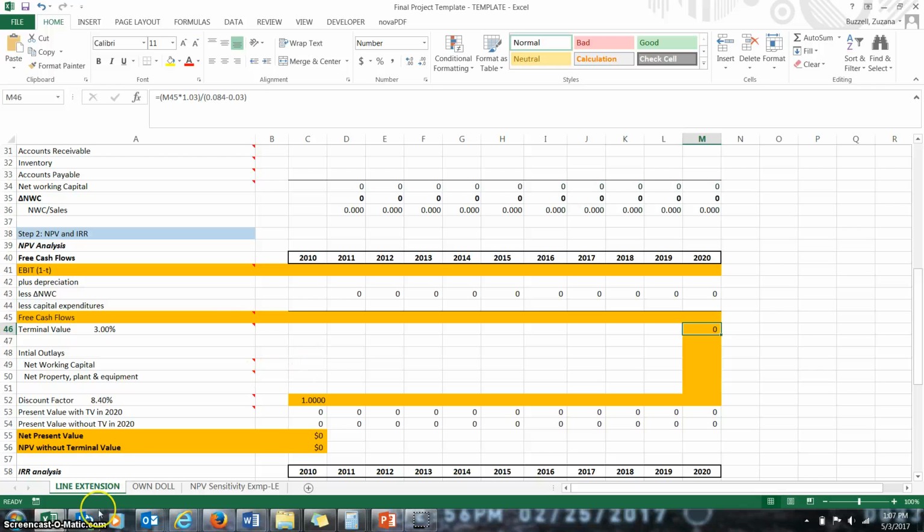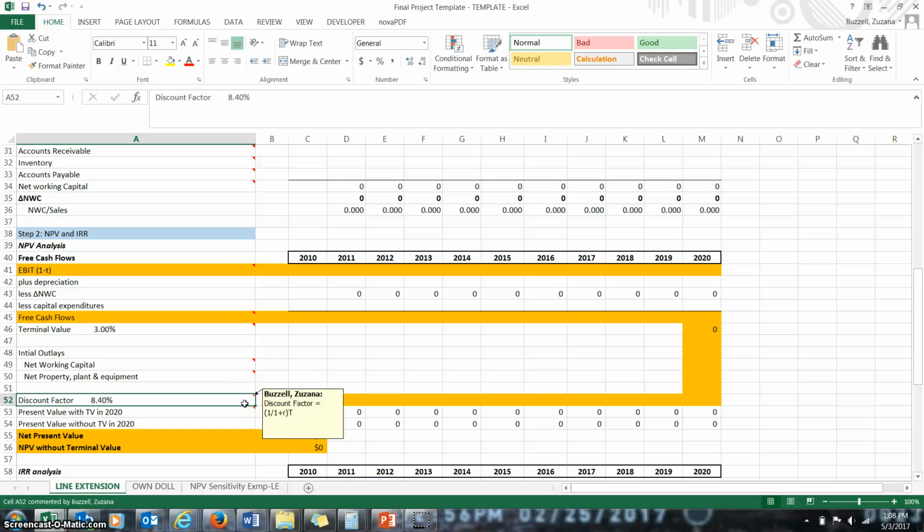This project line extension also has net working capital and initial outlays, which you will put in your year 2010, and they'll be negative because obviously it's outlay. So those will be the negative numbers that are given to you because you actually have to pay those initially. And then the discount factor, remember you have to discount based on the year. So this is your discount factor.